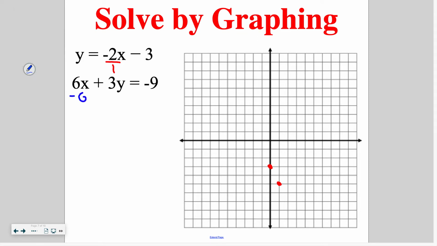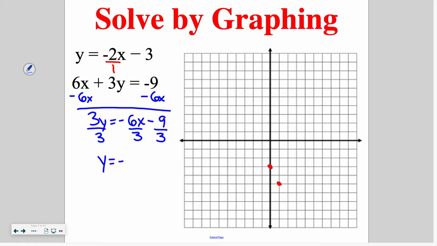So we need to subtract 6x from both sides. And when I do that, I get 3y is equal to negative 6x minus 9. I put that x in front, so it's y equals mx plus b. Then we're going to divide all of the pieces by 3. So I get y is equal to negative 2x minus 3. Notice now, we have the same slope, negative 2 and negative 2, and the same y-intercept, negative 3 and negative 3. So my points end up at the exact same location.